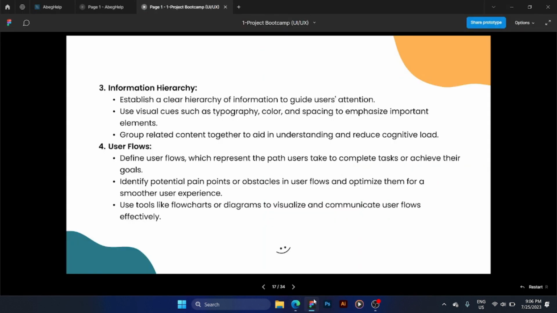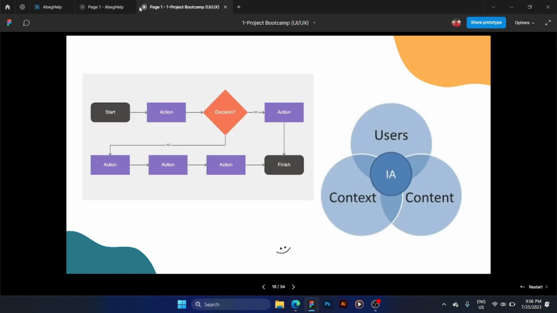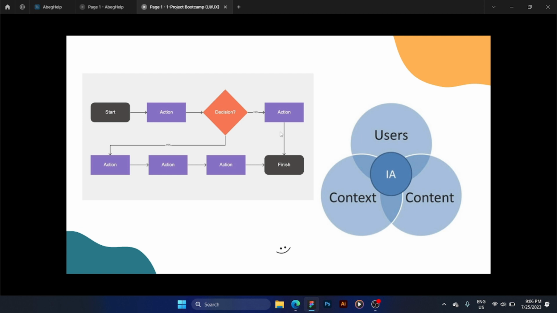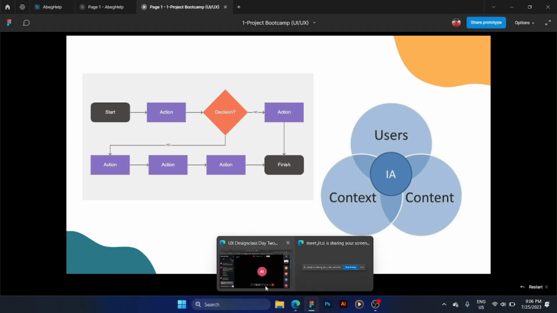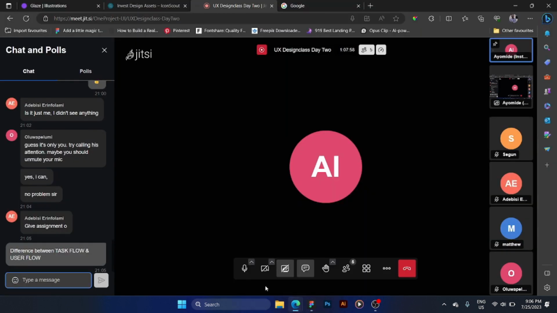So let's quickly round up. When you do your assignment, you'll know what this is. All right, so this is IA. What is the full meaning of IA? Everybody, what is the full meaning of IA? Let's wait, I'm waiting for you.